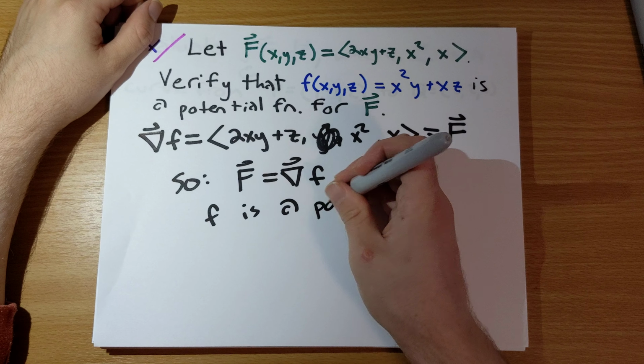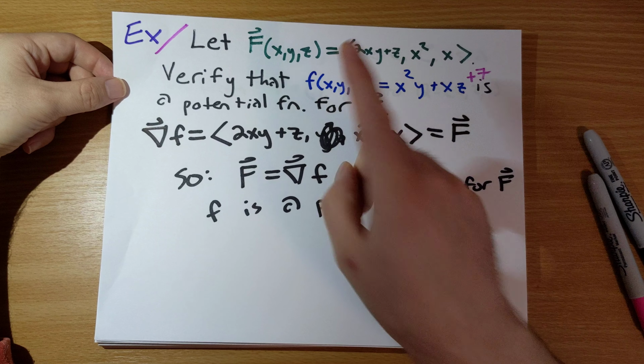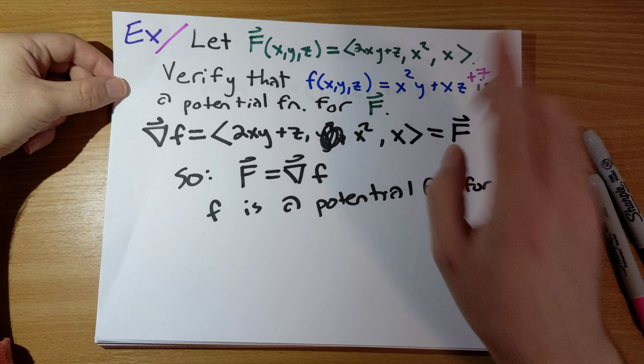Okay, so we have found a potential function. Don't worry right now about where this came from; we'll worry about that in a future video. Take a look at the second part here. Evaluate the vector line integral over C of F dot dr, where C is a curve from P equal to (1, -1, 2) to Q equal to (2, 2, 3).